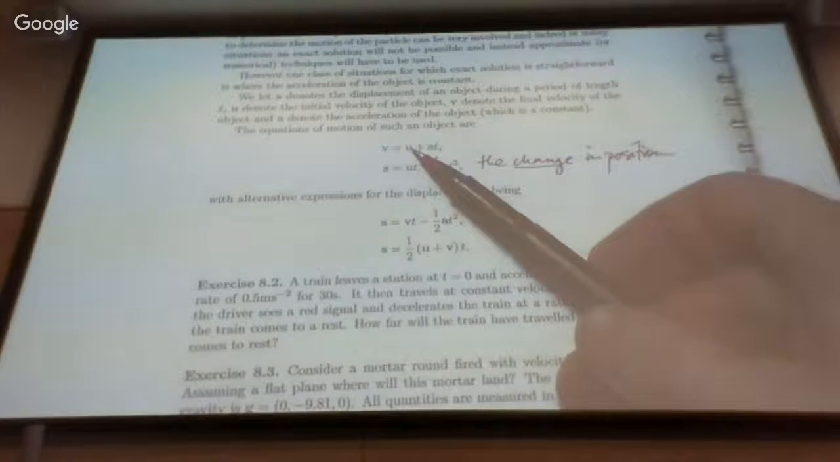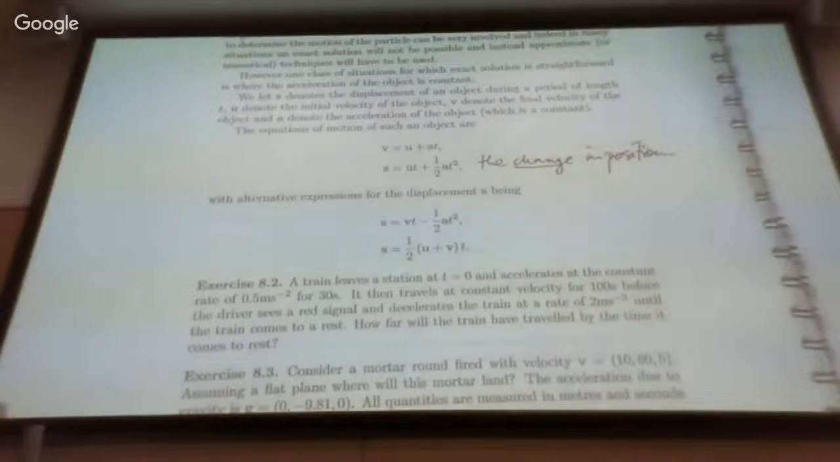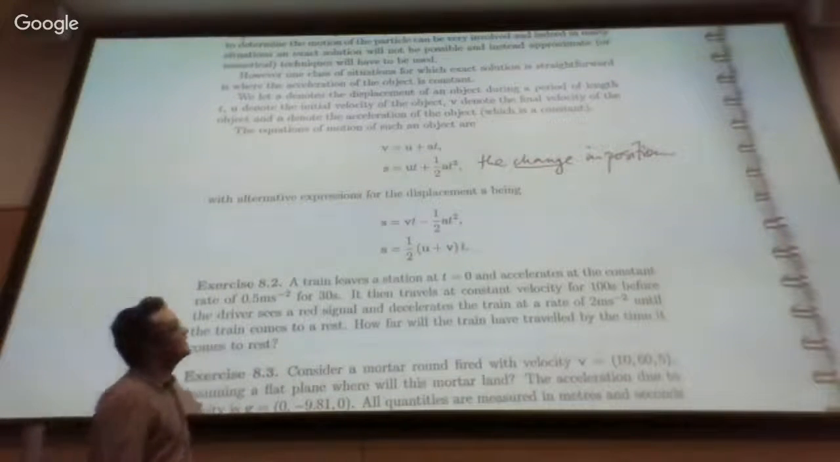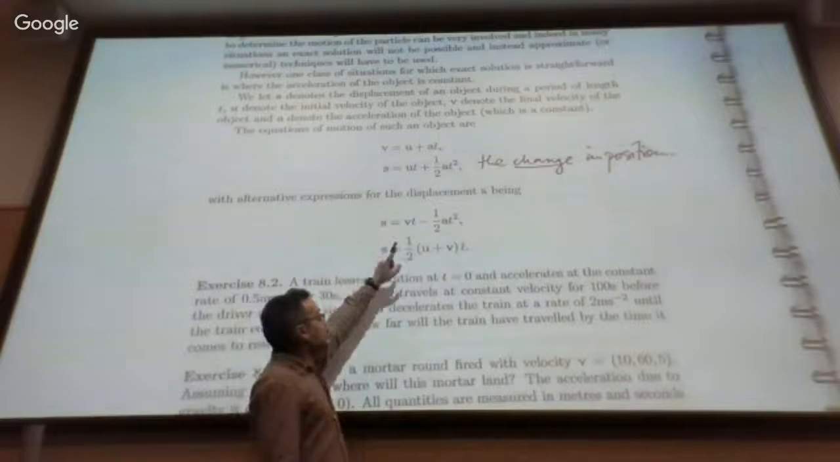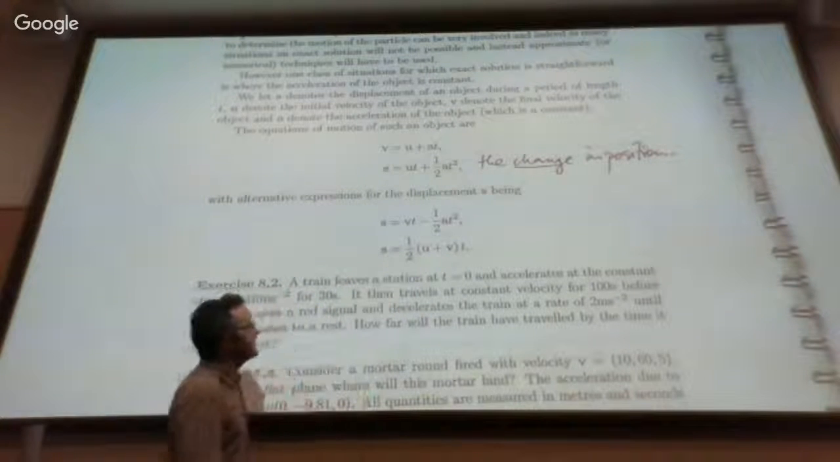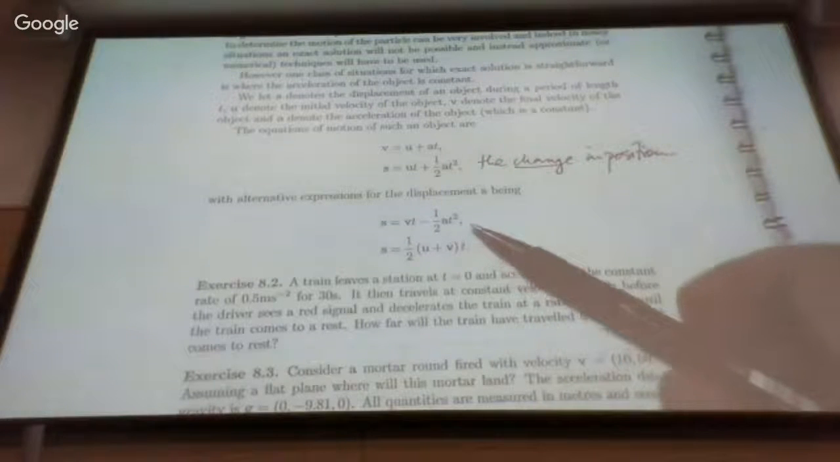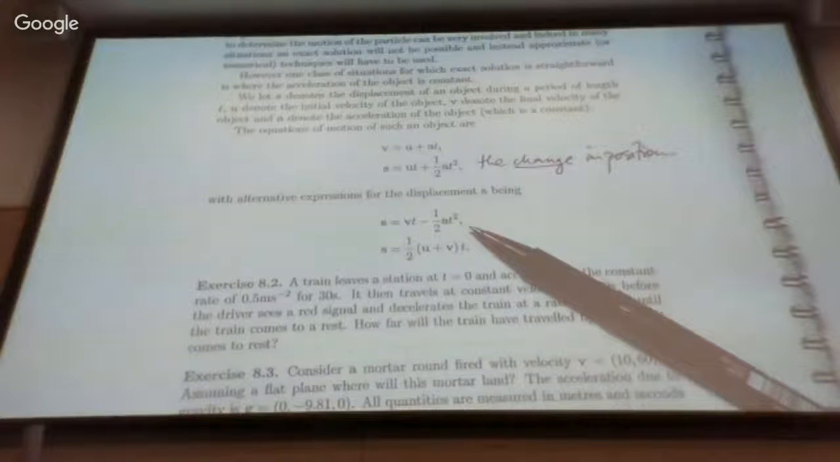So we could use that first equation to substitute for u in the second equation. We could replace u by v minus at. And then this would become s is vt minus a half at squared. So this is referring to the distance that the object has moved, but with reference to the new velocity of the object, the final velocity v, in the constant acceleration.